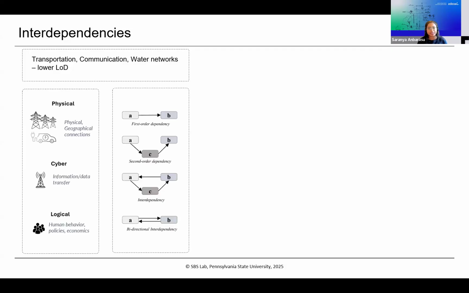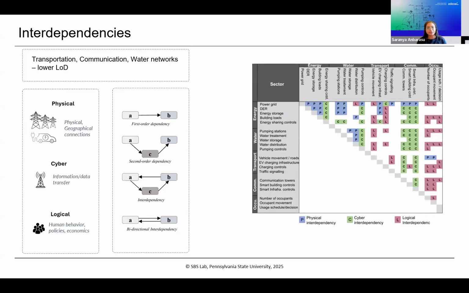Talking about interdependencies, as we have already been discussing, they are the physical, cyber, and logical relationships. It can be first order, second order, or we can have cyclic dependencies. Because we don't know what all exists, we ended up making a matrix of all the possible combinations, right? Like for energy systems, water systems, transportation, what all the systems can be connected as physical, cyber, or logical. So we ended up listing out everything. And then we figured out mathematical relationships for a few of these relationships that can be modeled.